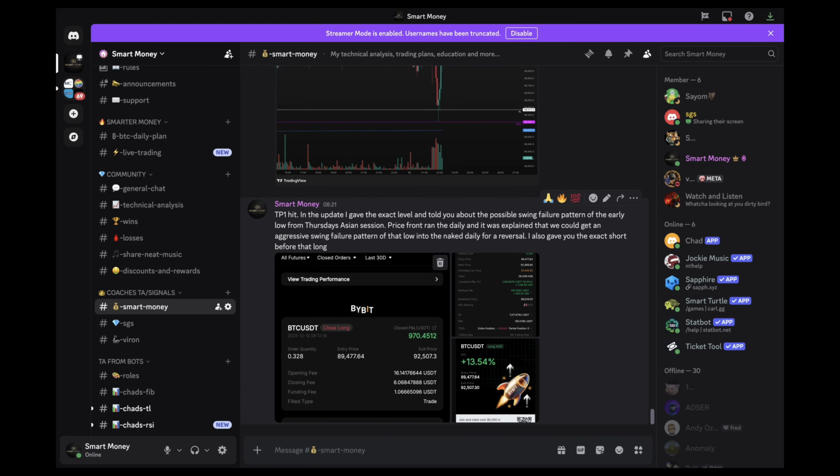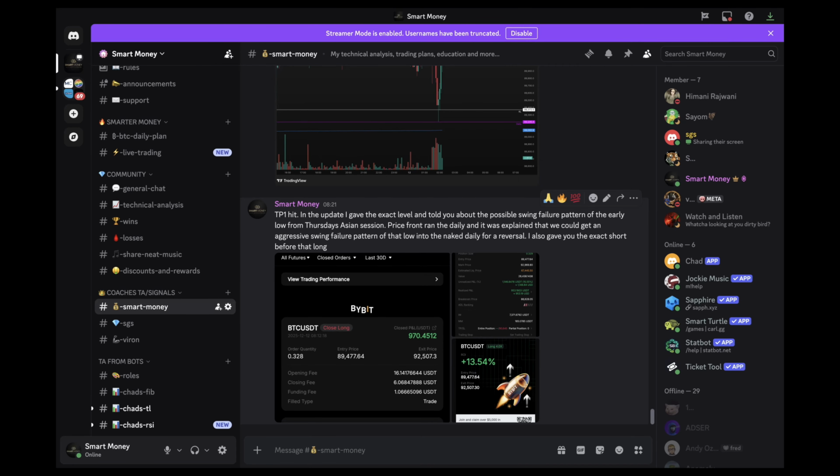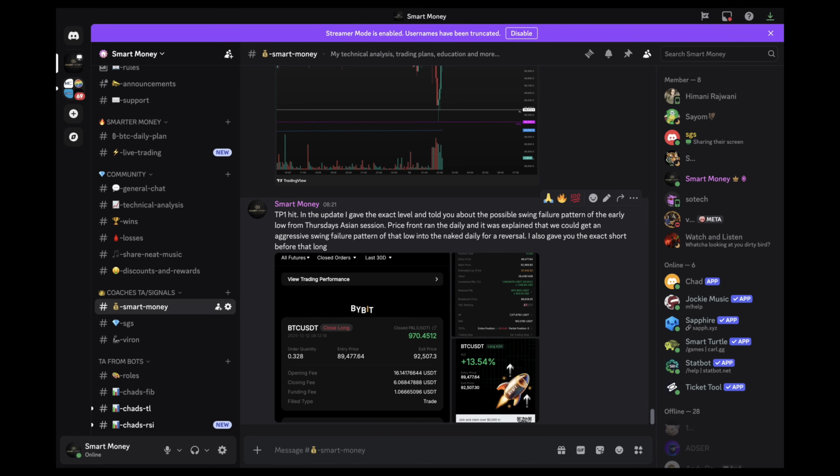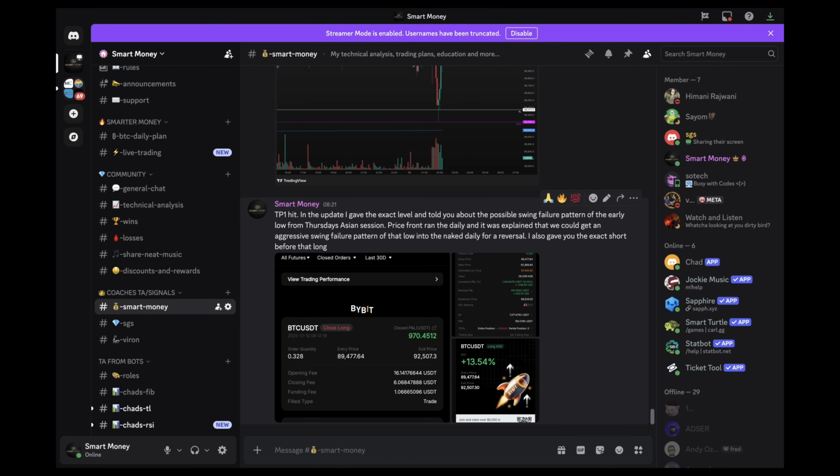So this is what I woke up to in the morning. My short had been stopped out and the long had obviously gone up to higher prices. So TP1 hit. In the update, I gave the exact level and told you about the possible swing failure pattern of the early low from Thursday's Asian session. Price front ran the daily, and it was explained that we could get an aggressive swing failure pattern of that low into the naked daily for a reversal. I also gave you the exact short before that long.